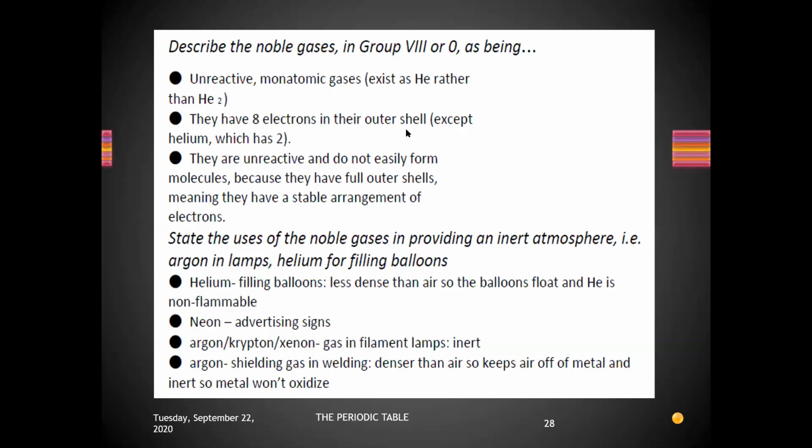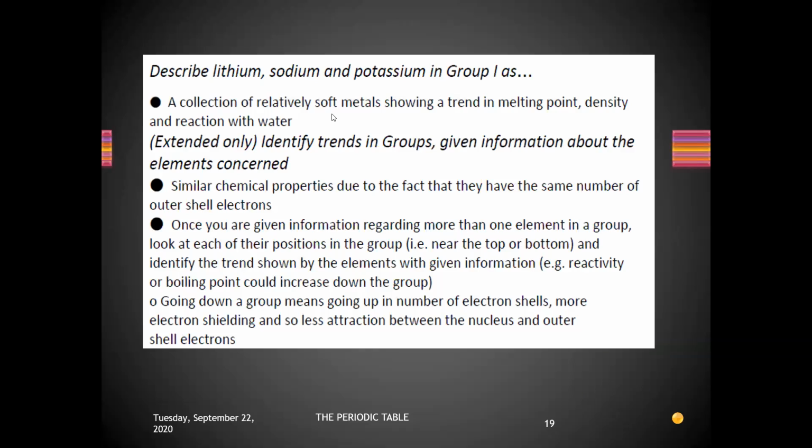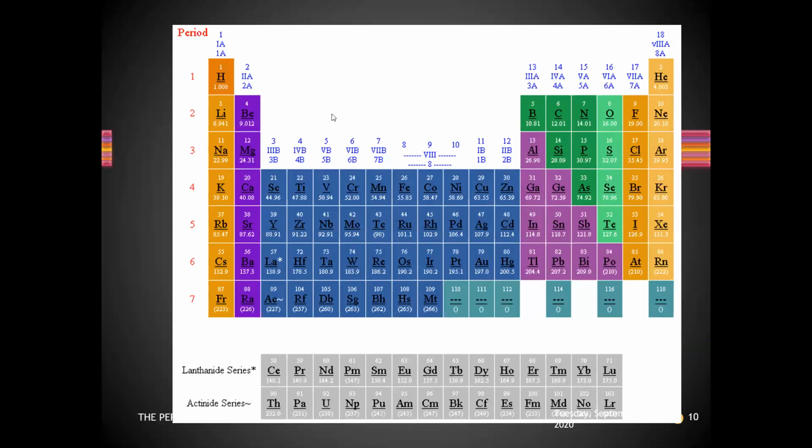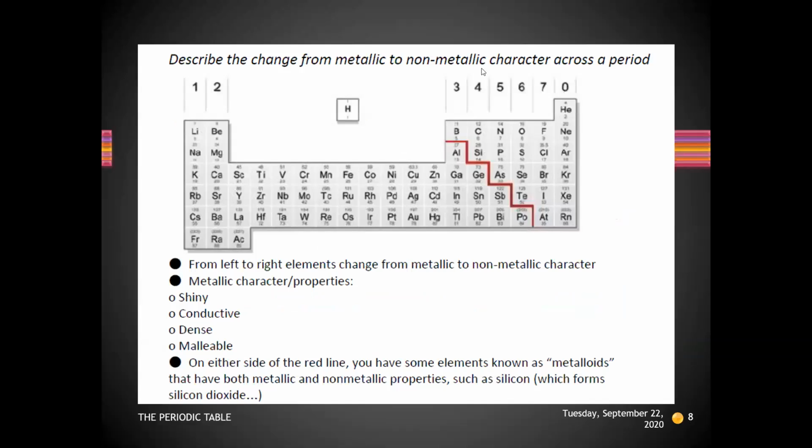So group 8 elements, as you can see in the periodic table. The group 8 elements include helium, neon, argon, krypton, xenon, and radon. These are the group 8 elements. These are also known as unreactive elements.